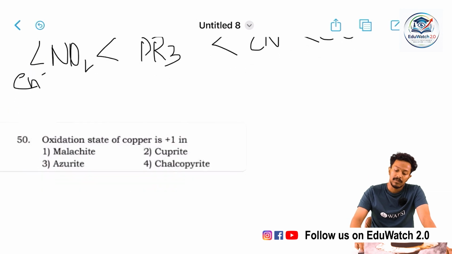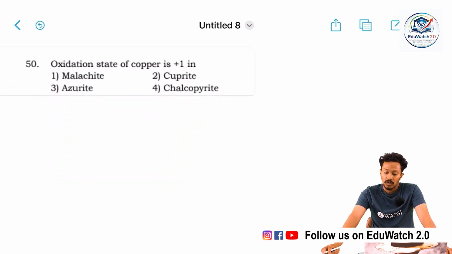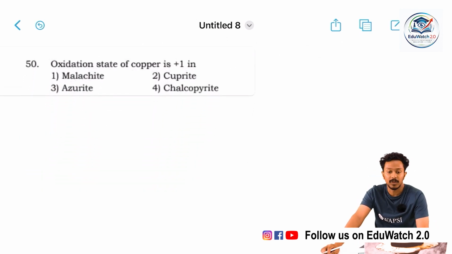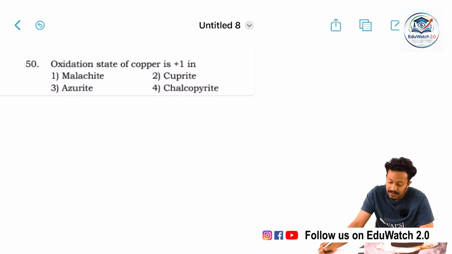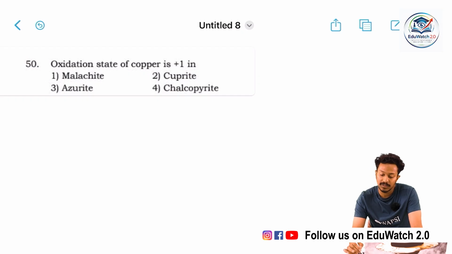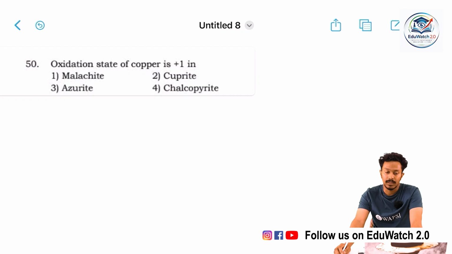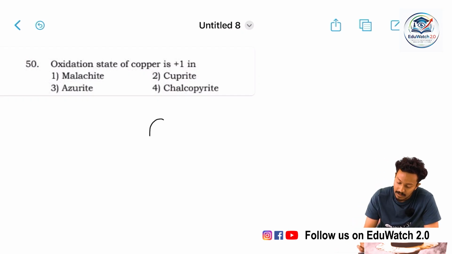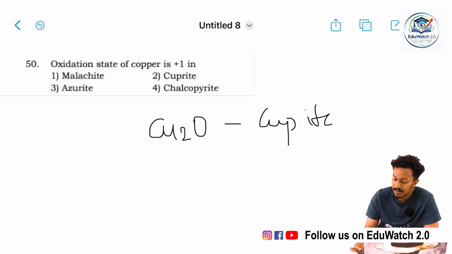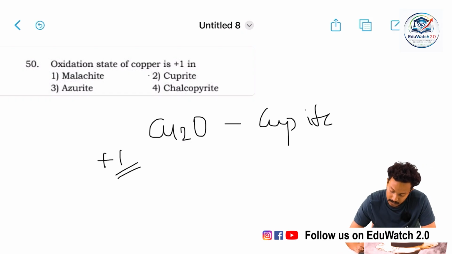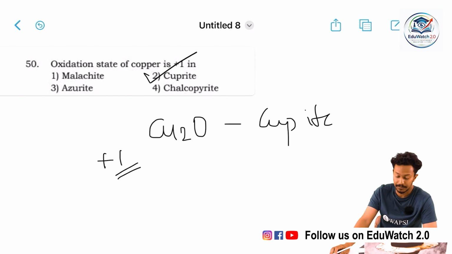Our next question is: which among the following has copper in the oxidation state of +1: malachite, cuprite, azurite or chalcopyrite. These are the options that were found in our question. So the correct option is cuprite. This is because cuprite is Cu2O, which has copper in an oxidation state of +1. So the correct option is option number 2, cuprite.